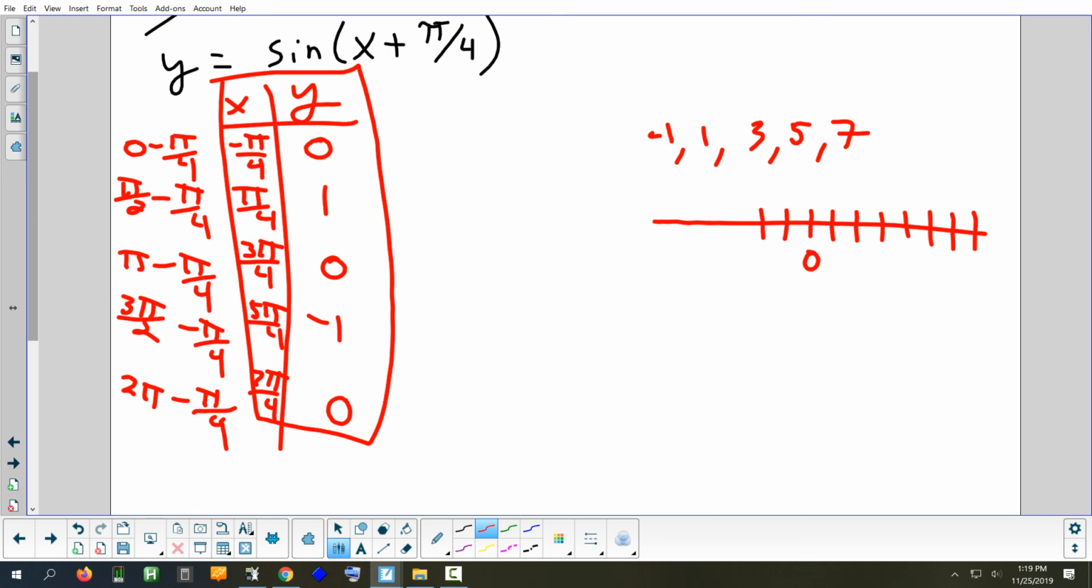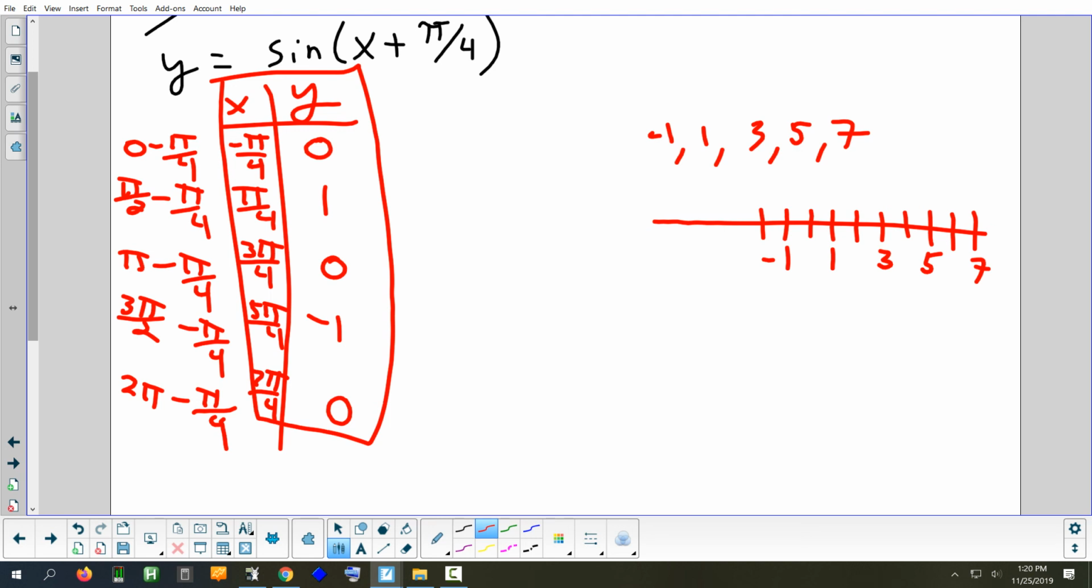Where would negative 1 go? 1 to the left. Where would 1 go? 1 to the right. Now, where would 3 go? 3 to the right. Why not right next to it? Everything else was right next to each other. It's not even. You have to skip. 0 was here, you skipped it. 5 and 7. So you end up skipping every other line.